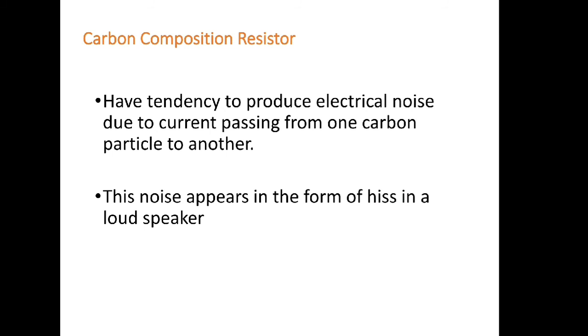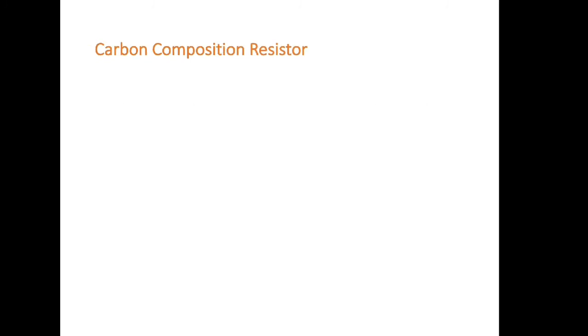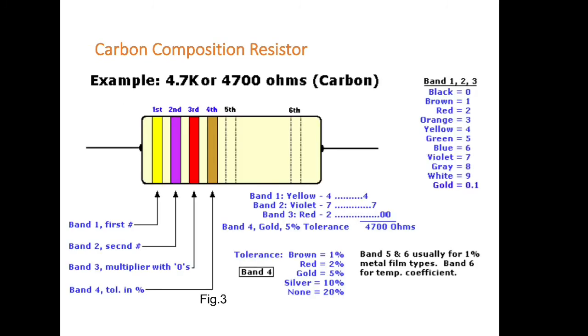Say carbon composition resistor, it has a tendency to produce electrical noise due to the current passing from one carbon particle to another particle. That means when electrical current is passed through this resistor, a small hissing noise is produced. It can be observed from separate headphones or from the loudspeaker. And also it is extensively used in entertainment electronics. So whatever we have discussed earlier for the color composition, it is nothing but the carbon composition resistor.